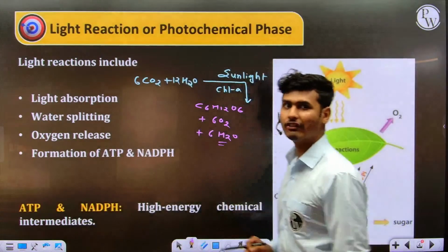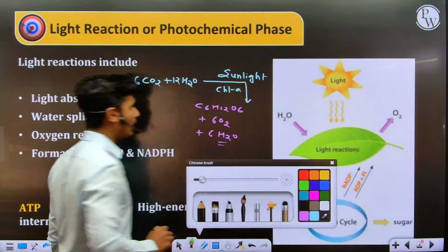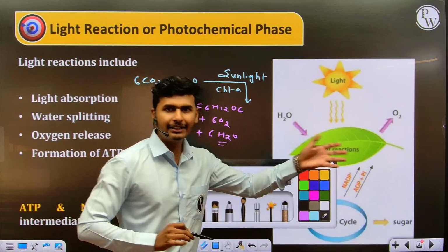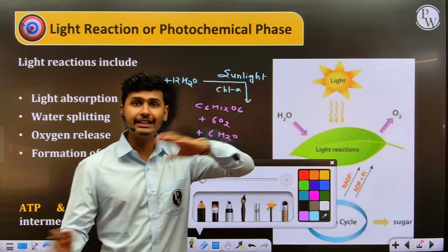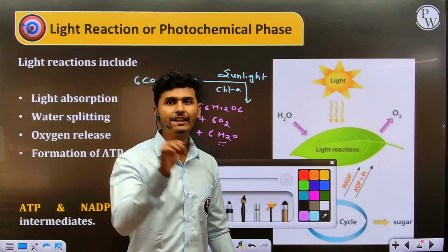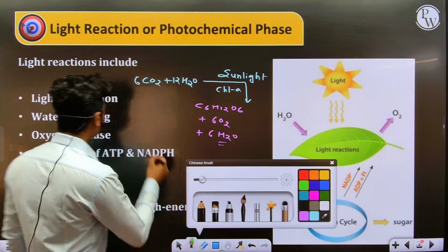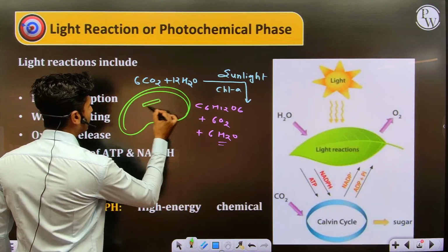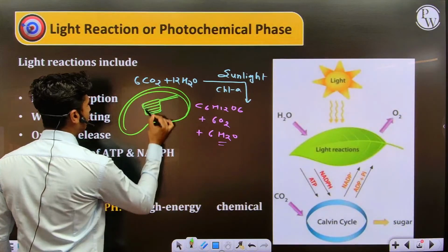So what is the location of light reaction and what is the location of dark reaction? If I am saying photosynthesis takes place in the green part of the plant, that is most probably leaves. In leaves there is a cell named mesophyll cell, and in the mesophyll cell there is one organelle which is responsible for photosynthesis, known as chloroplast. So I am drawing here the structure of chloroplast. This is a double membrane structure, and it has 2 important parts.